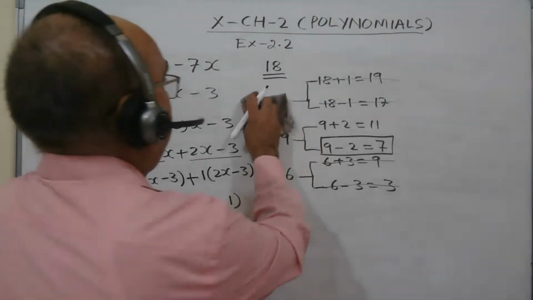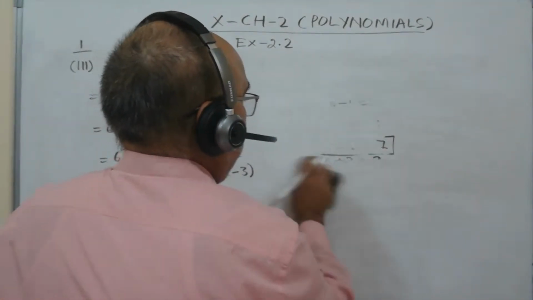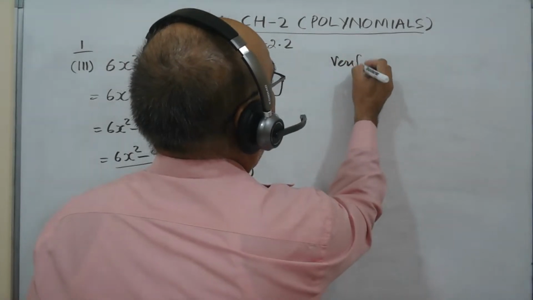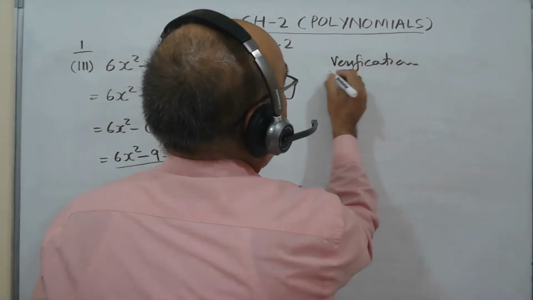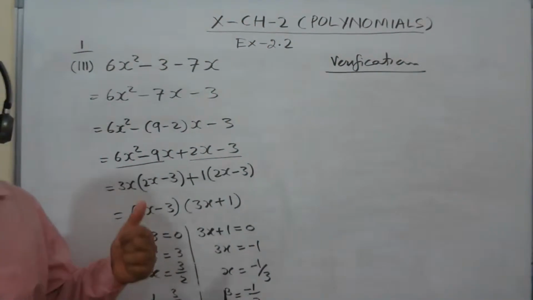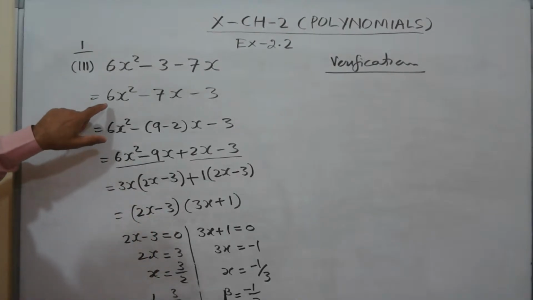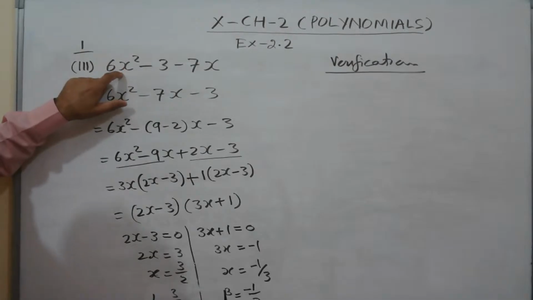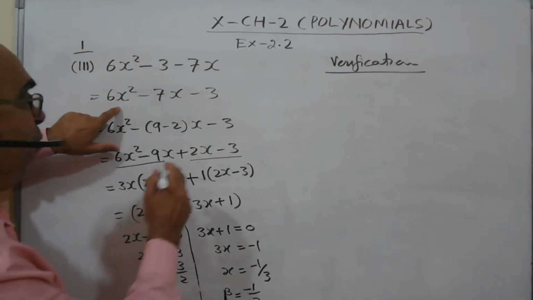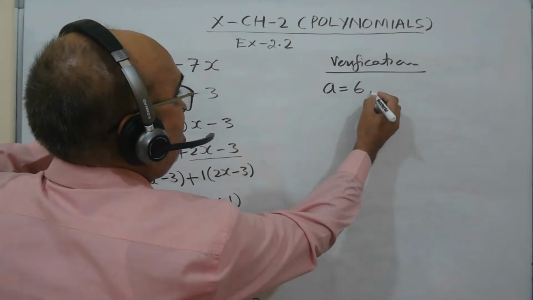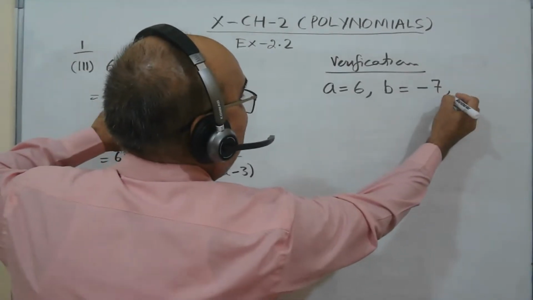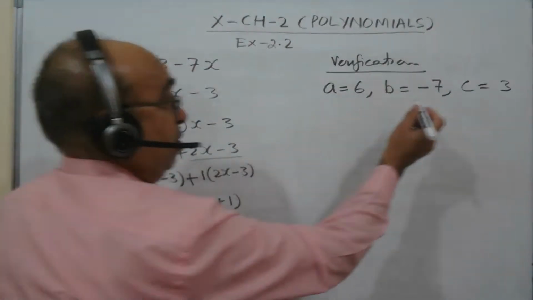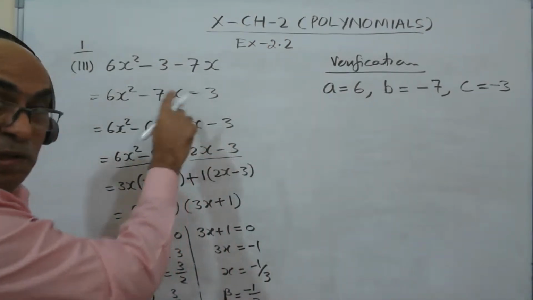Now verification. For verification, you have to write the values of a, b, c. Here this is not in standard form. Look here. This is in standard form. Coefficient of x square is 6. Coefficient of x is minus 7. Constant term is minus 3. Right?